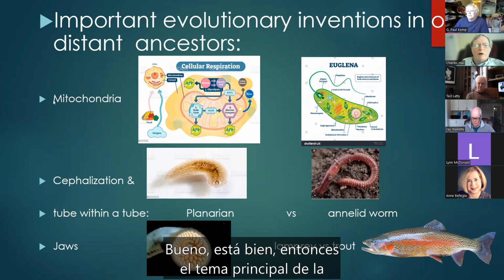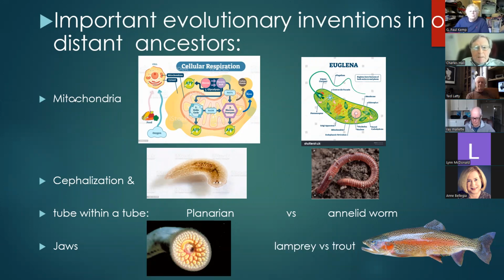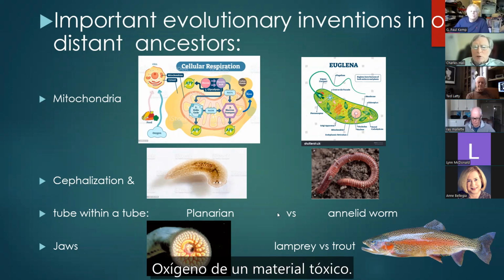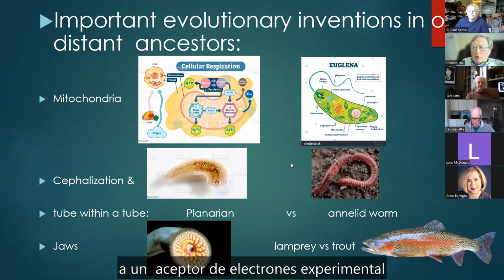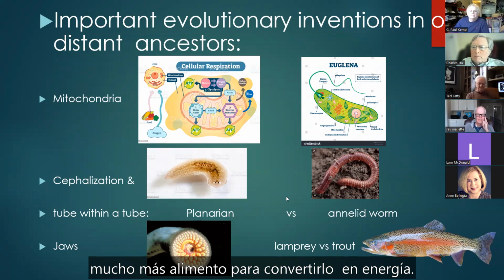Well, okay, so the first thing of really important energy importance to life was the ability to turn oxygen from a toxic material to a terminal electron acceptor that enabled early life to use its food to turn much more of it into energy.